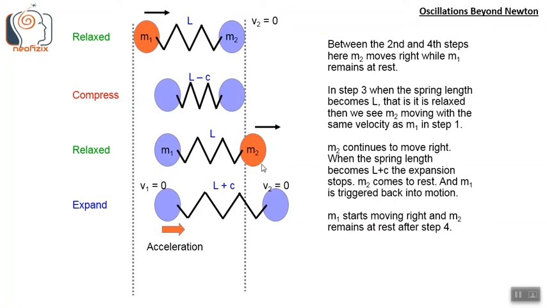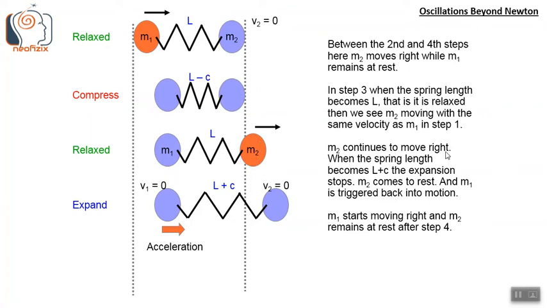In step 3, when the spring length becomes L: in step 2 the spring was compressed to the maximum extent, it had length L minus C, and it started expanding from that. So now in step 3 it has reached the length L. So this is the relaxed length, so it does not have any stored potential energy. Therefore, we see m2 moving with the same velocity as m1 in step 1. So m2 now has the same velocity as the input velocity we gave m1 in the first step.